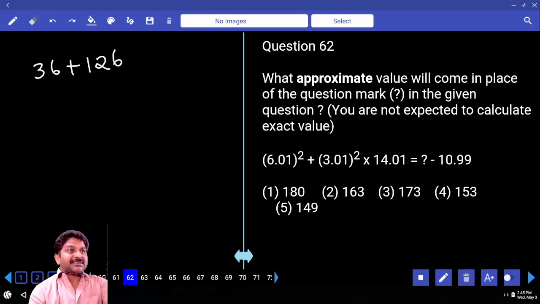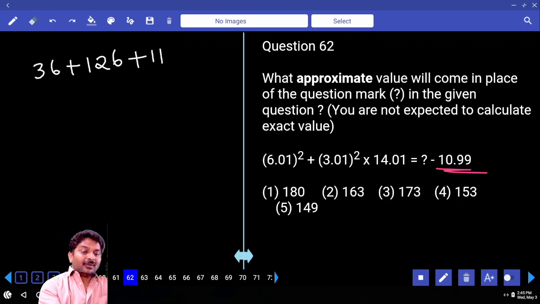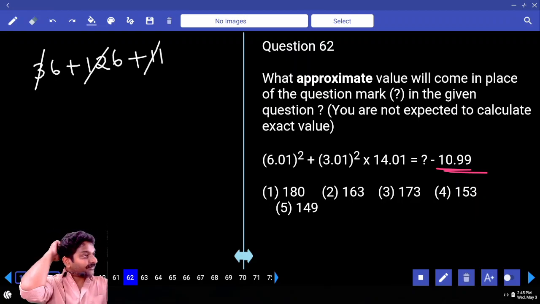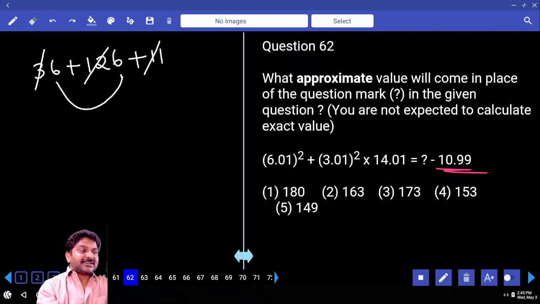Right hand side minus comes to the left hand side. 120 plus 30, 150 plus 10, 6 plus 6 plus 1, 160 plus 13.